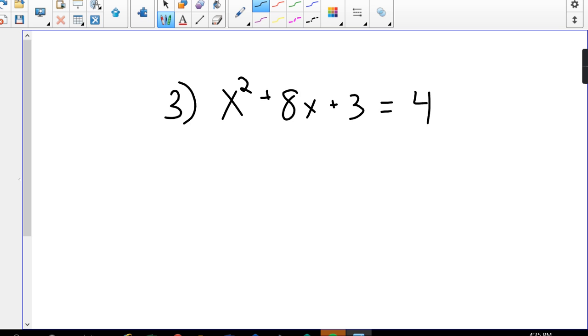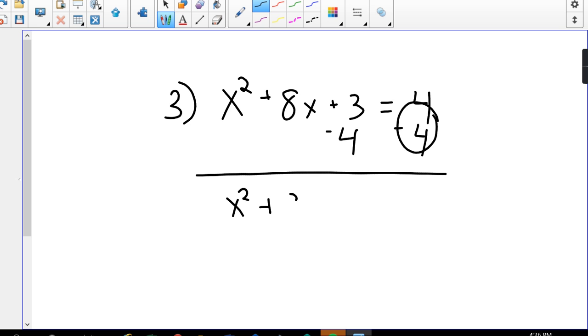I'm going to move right on to the third question in the same video. Okay, so now let's see. Could we use the same strategy that we used before where we had factors equal to 0? Let's see, if I would subtract 4 and get this equal to 0, I would have x squared plus 8x, and then 3 minus 4 is negative 1, so minus 1 equals 0.